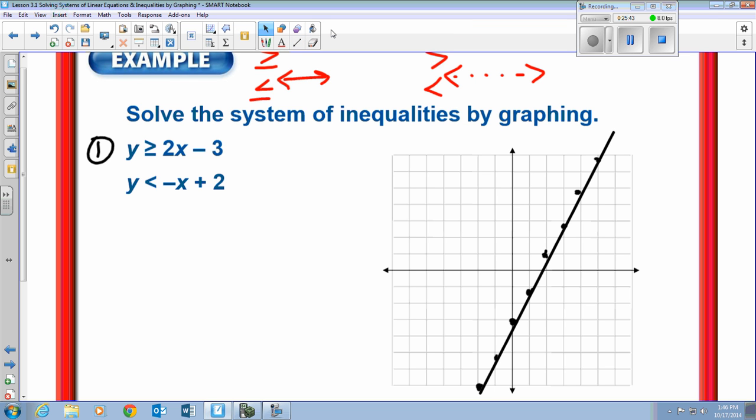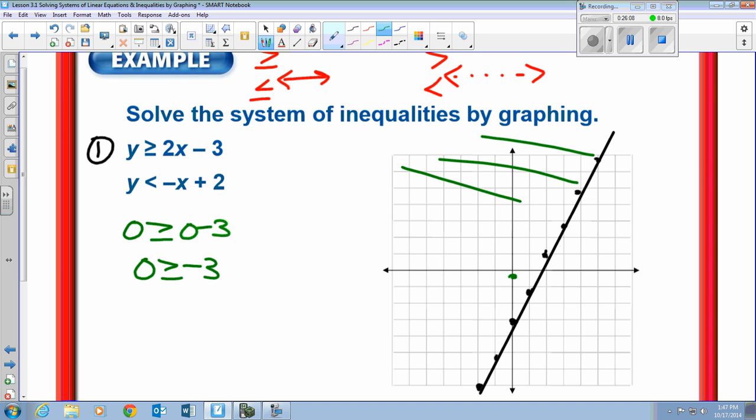So there's my graph. It's a solid line, and I want where y is greater than that line. If y is alone and I want greater than that line, where does that usually mean? Top, above. So if I wanted to double check that it was really above, I could check the point 0, 0. 0 is greater than or equal to 0 minus 3. So is 0 bigger than or equal to -3? Yes. So the region that I'm going to shade is above this line.